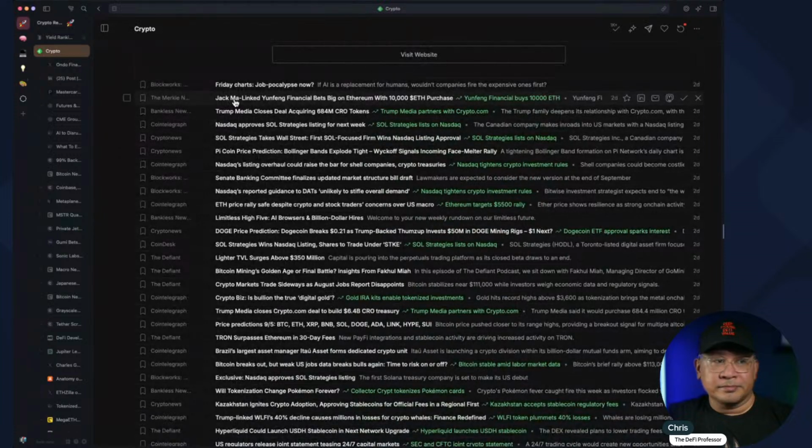Jack Ma. Yunfeng Financial buys 10,000 ETH.